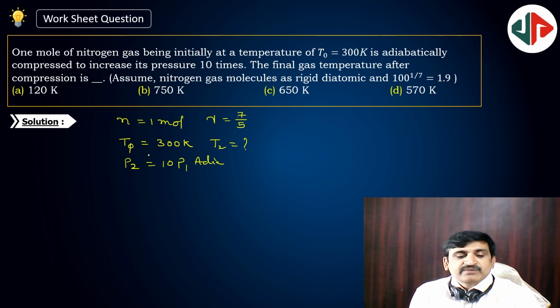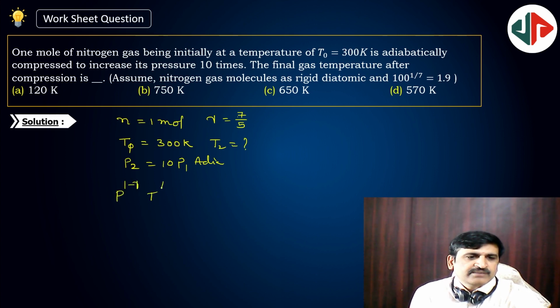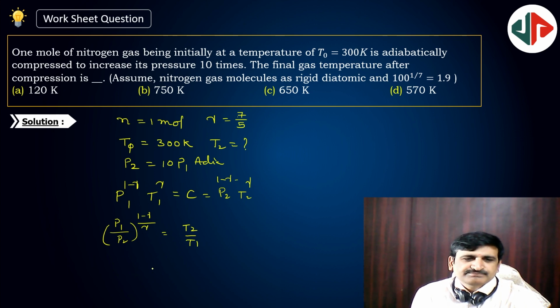Now the TP relation for an adiabatic process is P to the power 1 minus gamma, T to the power gamma equal to constant. So I can write P1 to the power 1 minus gamma, T1 to the power gamma is equal to P2 to the power of 1 minus gamma and T2 to the power of gamma. So we can write P1 by P2 whole to the power of 1 minus gamma by gamma is equal to T2 by T1. Direct steps. So T2 we want, T2 is equal to T1 of this 1 minus gamma by gamma.